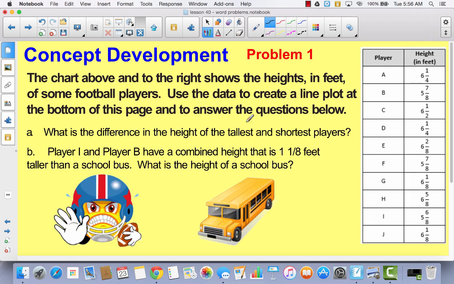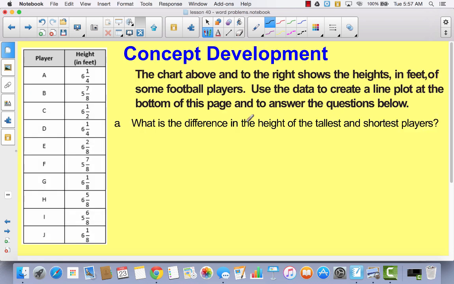We're going to get right straight to our problem set today. There is no practice in our math journals today. We're just going to go right straight to the problem set. So you're going to notice in problem 1, it says the chart above and to the right shows the heights in feet of some football players. Use the data to create a line plot at the bottom of this page and to answer the questions below. So that's what we're going to begin with, okay? We're going to begin by creating our line plot.